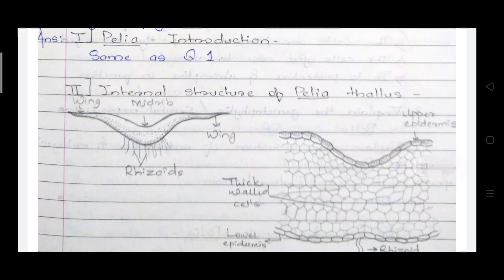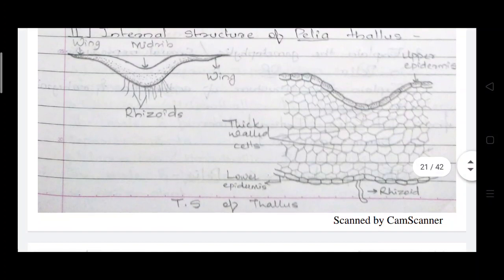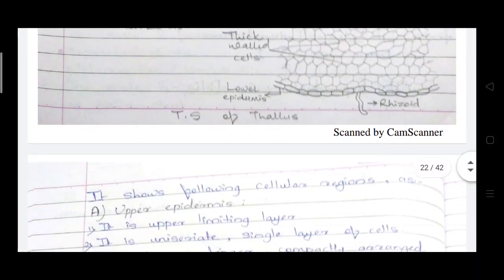In that thallus, the midrib is thick and at the side it is thin. Two wings are present, and at the midrib on the dorsal side rhizoids are present. If we take a section of the thallus, this shows the upper epidermis, lower epidermis, and in the middle part there are thick-walled cells, and at the lower epidermis rhizoids are present.